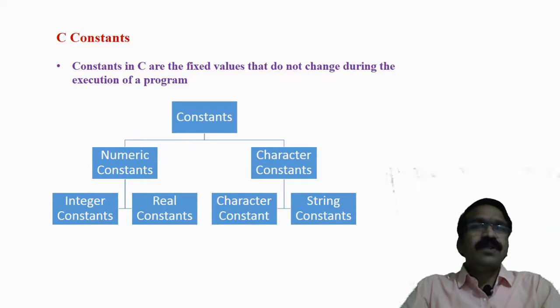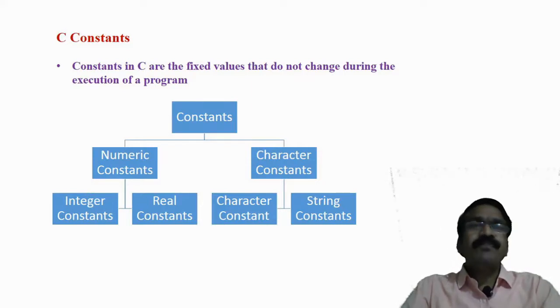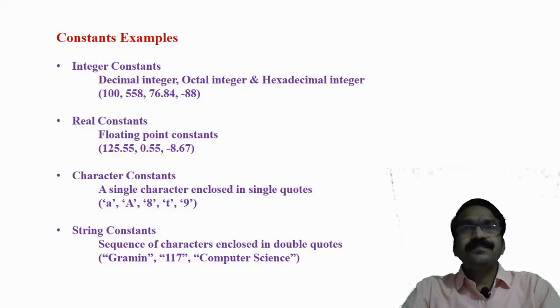Suppose we see the numeric constant. There are two different types of numeric constant: one is the integer constant, another is the real constant. In the case of character constants, there are also two different types: character constant and string constant, which we will see in detail.